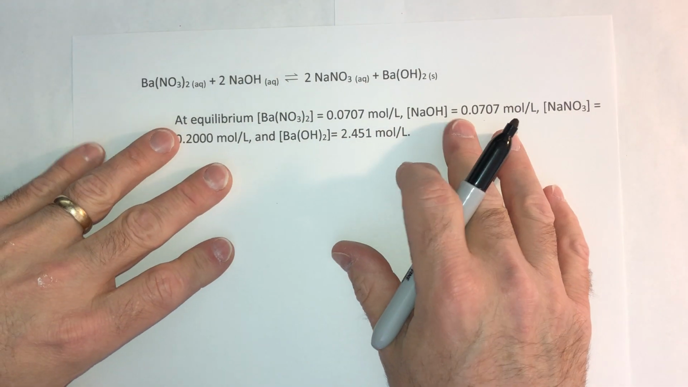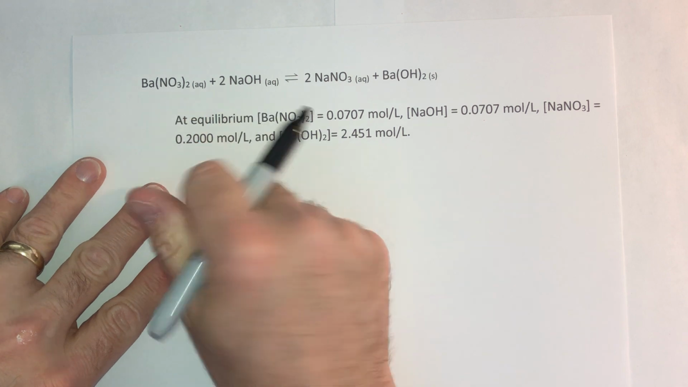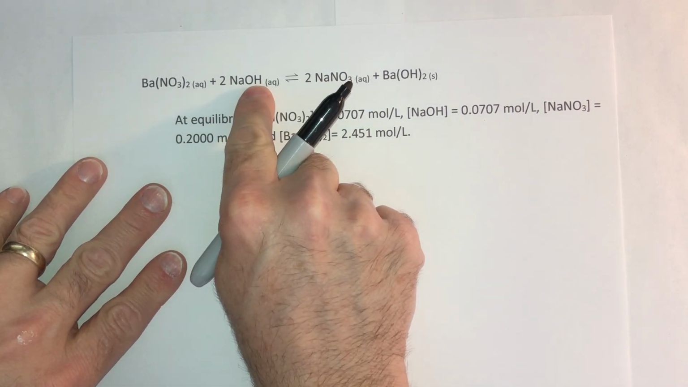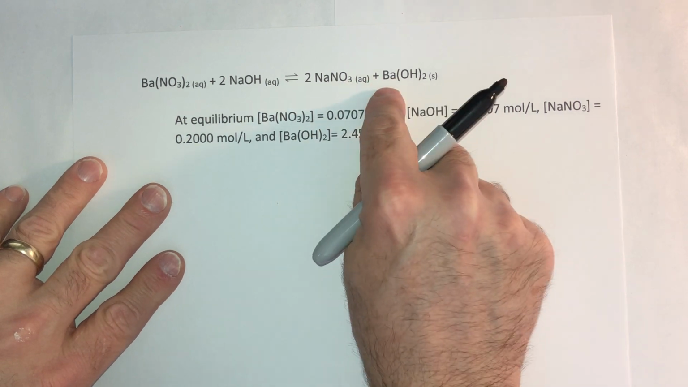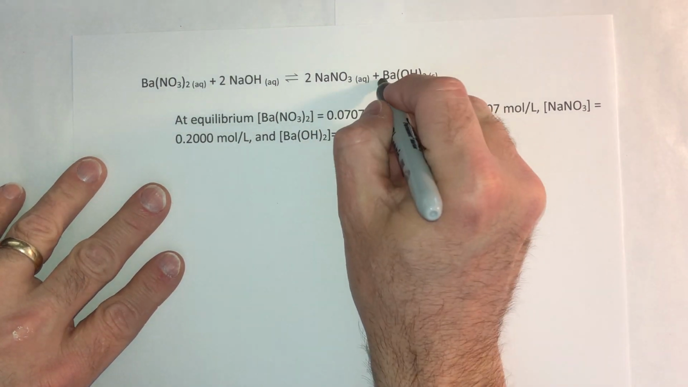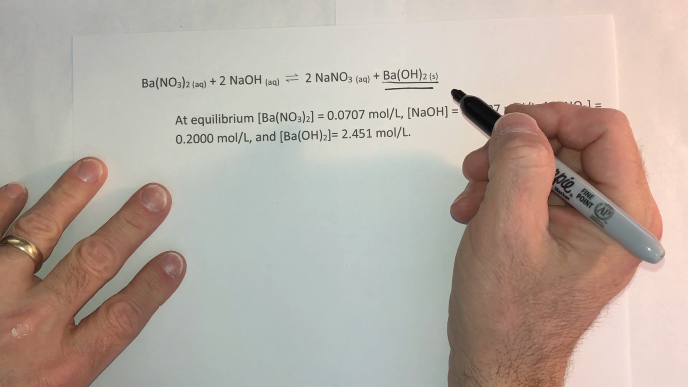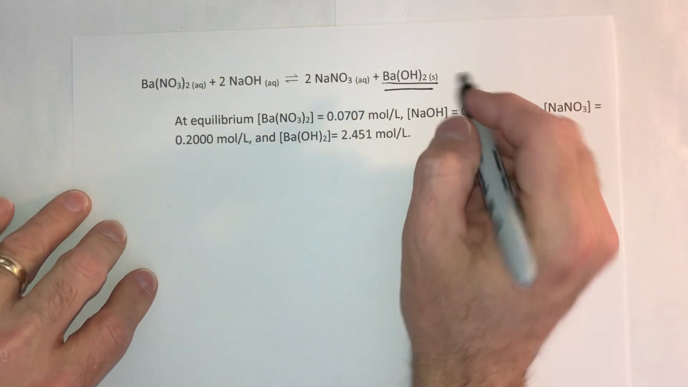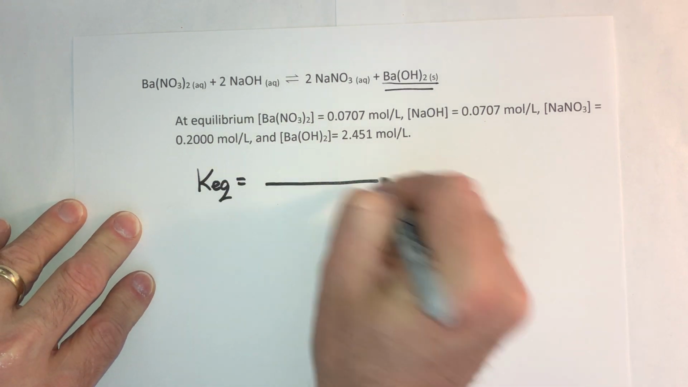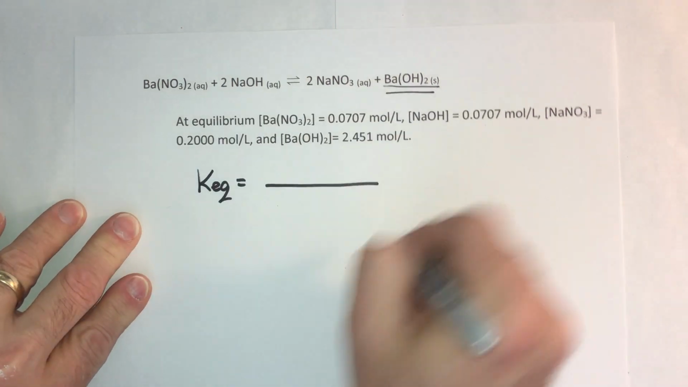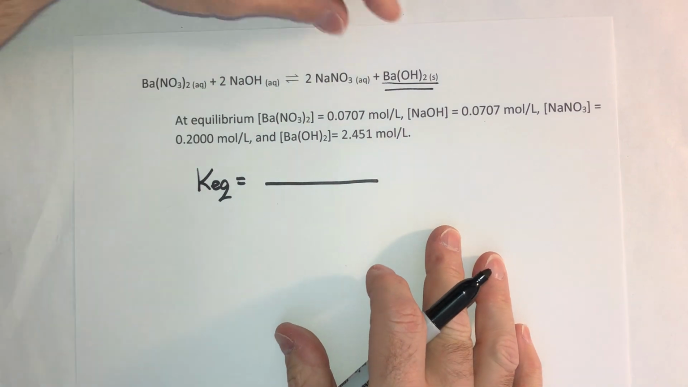So for the last one, I have barium nitrate aqueous, good. Sodium hydroxide aqueous, good. Sodium nitrate aqueous, good. And barium hydroxide solid, not so good, right? We don't like solids, we don't like liquids. First step in any calculation involving an equilibrium is the equilibrium expression, right? This thing. Products over reactants.